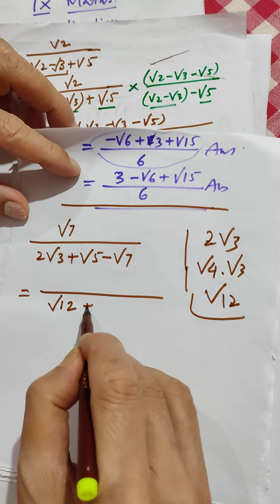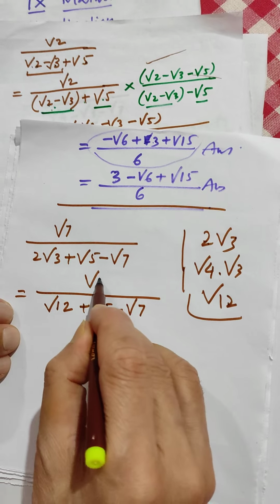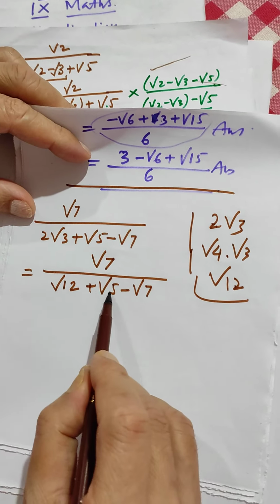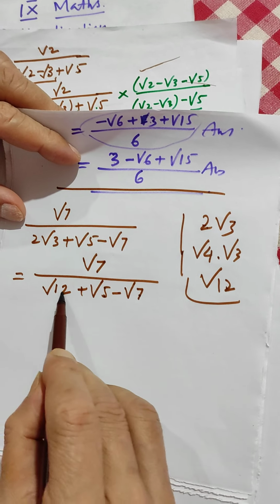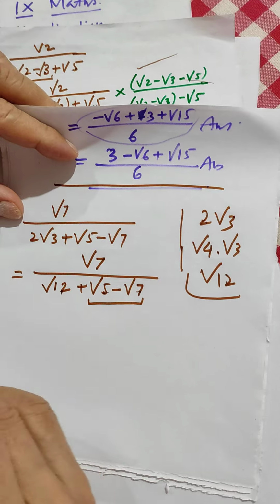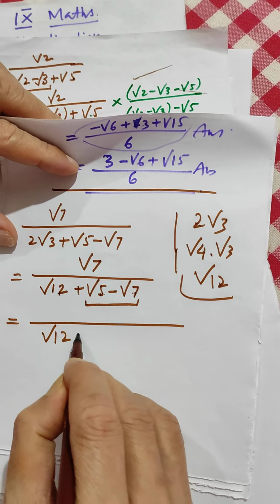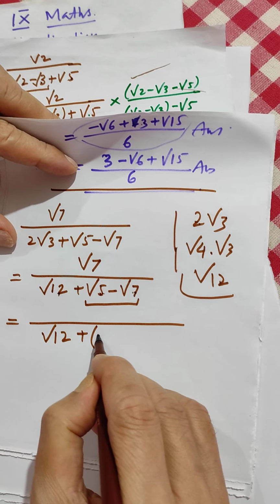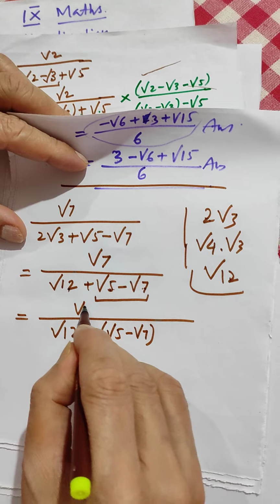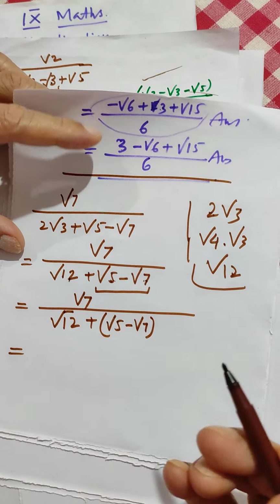Okay. Plus root 5 minus root 7, and denominator root 7. Now what group will you make? See, yes, 5 and 7 together make 12. 5 plus 7 is 12. So this will be one group, and this will be separate. That means now you have to make a group, root 12 plus this one, root 5 minus root 7, and numerator root 7. Okay. Now a plus b, a minus b formula.